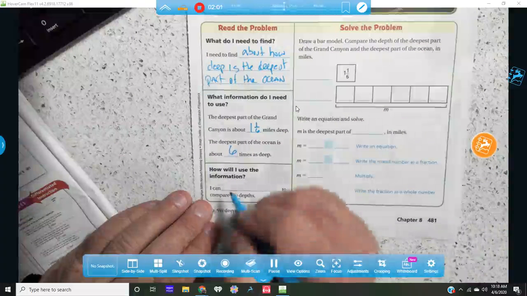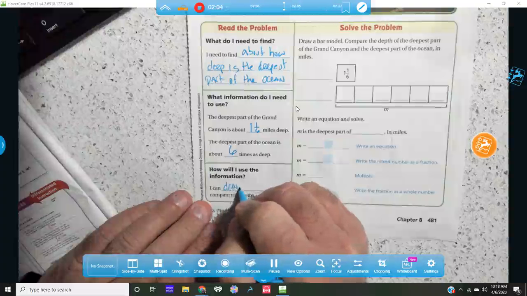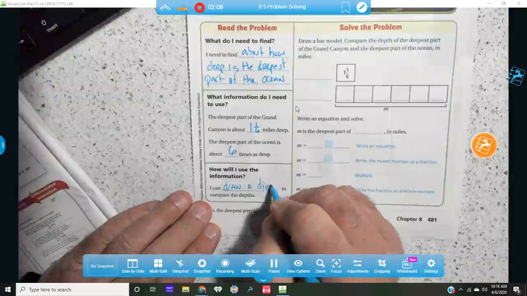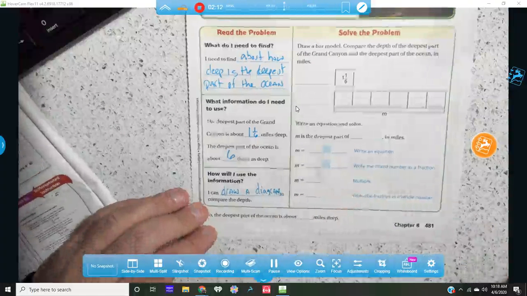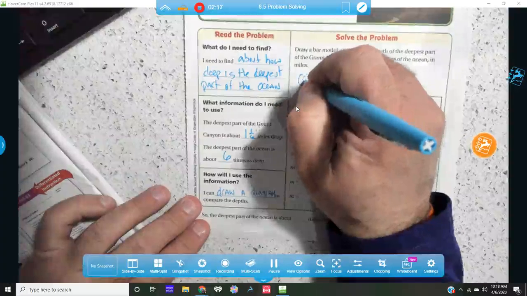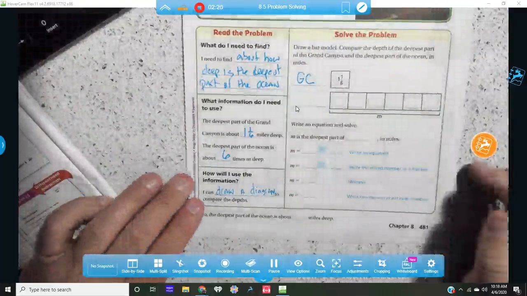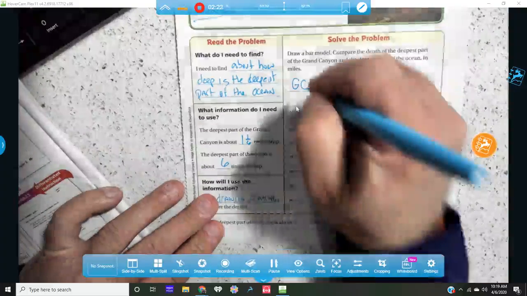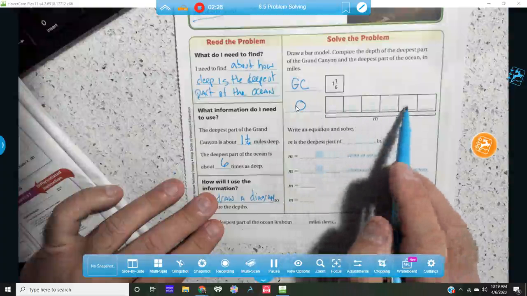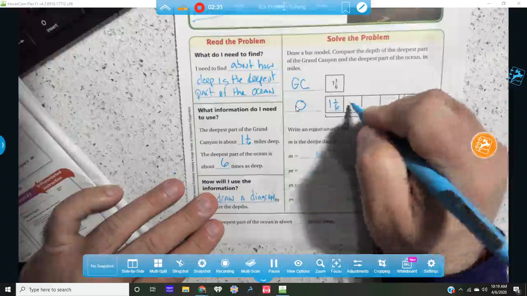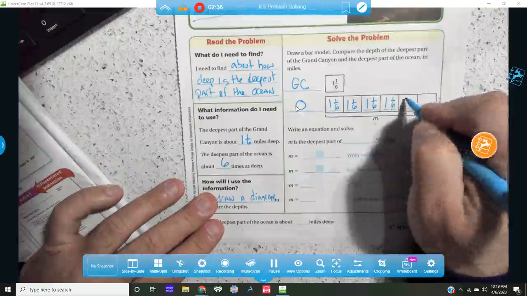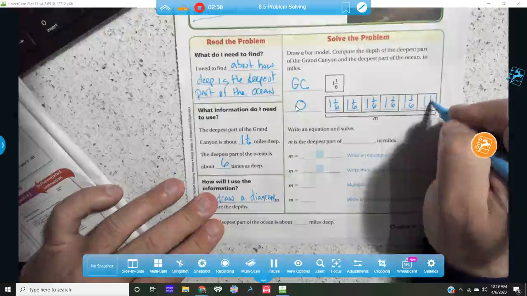Well, we are going to draw a diagram to solve the problem. So, we have 1 1/6. So we know that this is the Grand Canyon. Now, the ocean, we'll make this one O, is 6 times. So 1, 2, 3, 4, 5, 6. 1 1/6, 1 1/6, 1 1/6, 1 1/6, 1 1/6, 1 1/6.